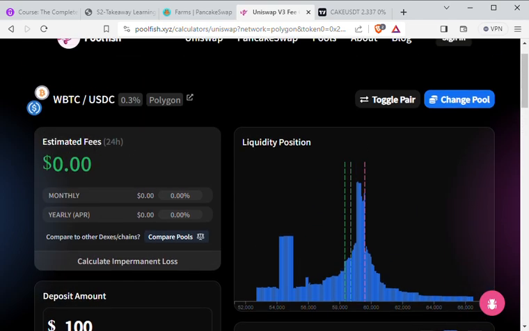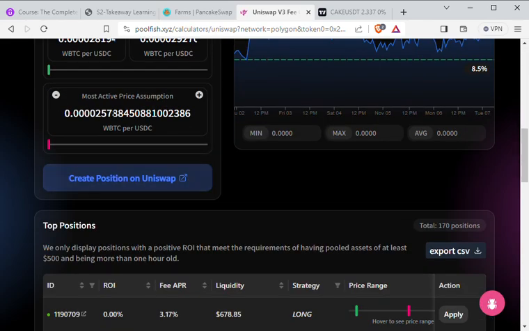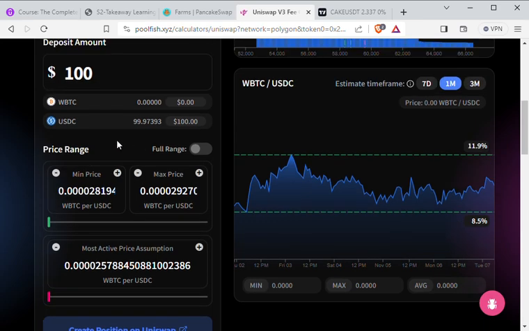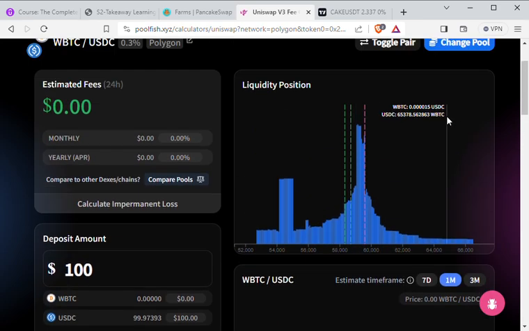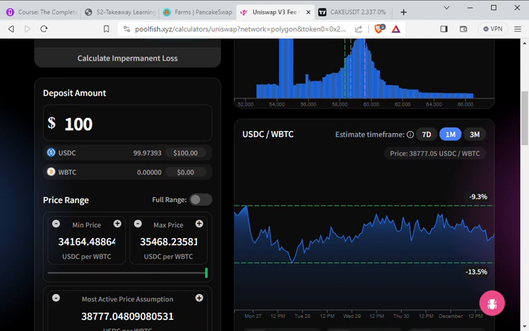I'm not sure how to switch it around. Wish we could put it in USDC so we wouldn't have decimals. Toggle pair. Let's see if that works. Yeah, alright, great. That works.